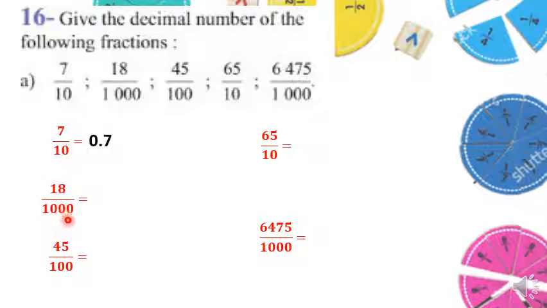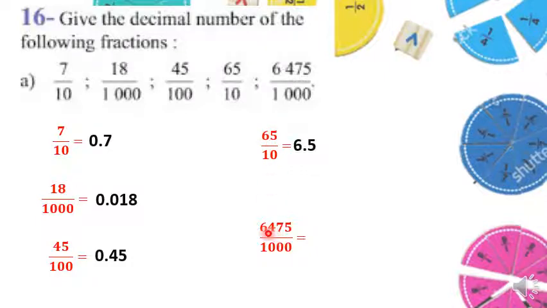18 over 1000, 1, 2, 3. Here we have 1, 2. We have a missing digit, so we put 0. So the answer will be 0.018. 45 over 100 will give me 0.45. Why? 2 zeros, 2 digits in the decimal part, so the point will be here, 0.45. Here I have 65 over 10, 1 digit, so the answer will be 6.5.